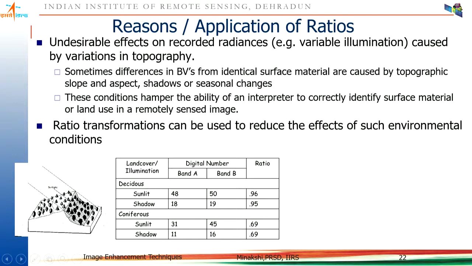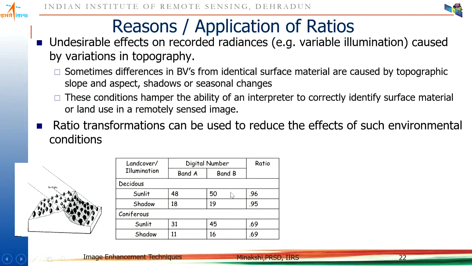Now what is happening on the image? The image has different brightness values for the same land use. For coniferous or deciduous, any example that I take, in sunlight the value is different and in shadow the value is different. If it's the same object, it should have the same value, but this difference is due to the differential illumination because of topography. The same happens in the second band. So you interpret that these are two different objects, whereas it's the same land cover, the same deciduous forest.